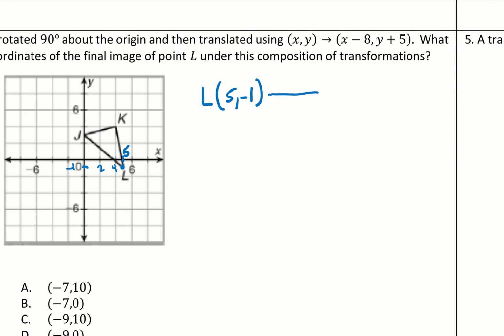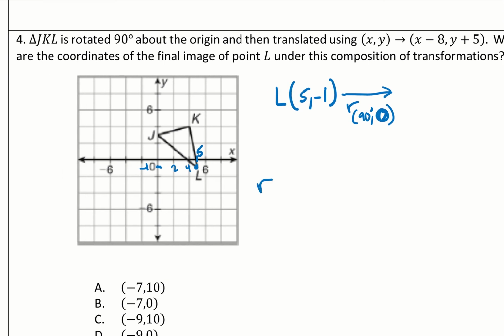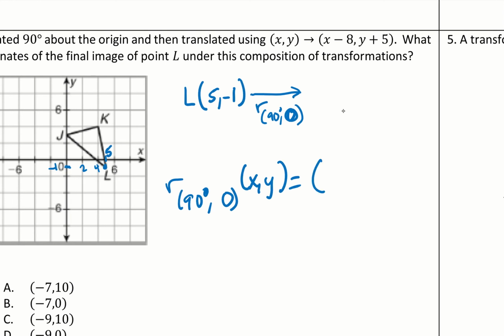And it's going to undergo a rotation of 90 degrees about the origin. Okay, so that's O for origin there. So what's the rule for that? Well, the rule for rotating 90 degrees about the origin is you take your (x, y), and you basically swap the coordinates, and then y is now going to be negative. And if you think about that, it makes sense.